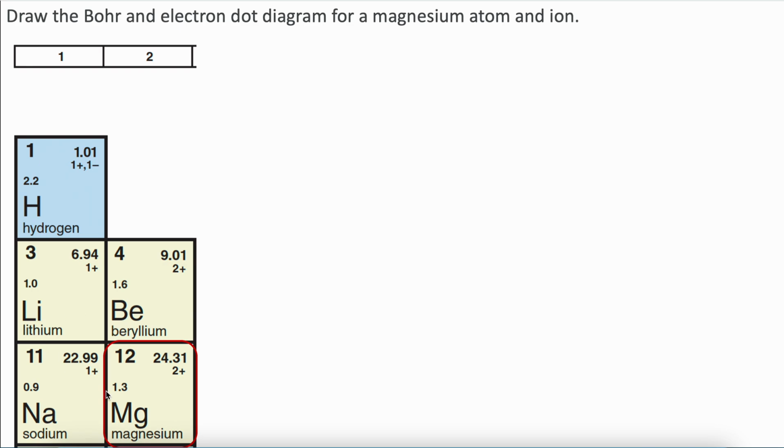We also notice that it is in period number 3, so it has 3 shells of electrons, and it is in group number 2. So we have 2 valence electrons in that outermost shell.